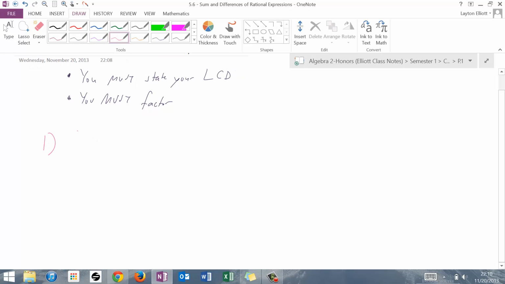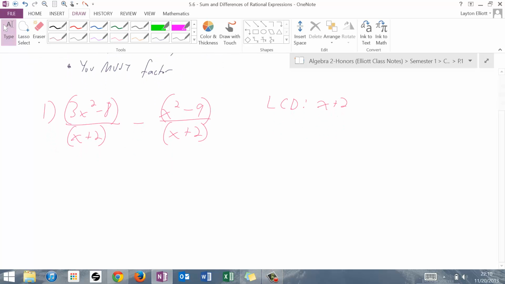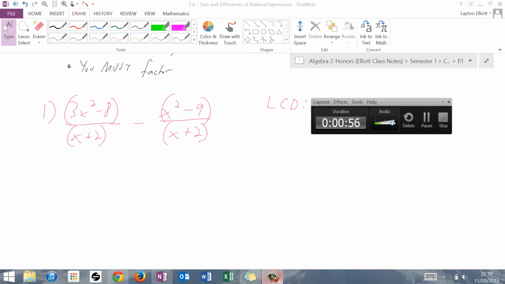Number 1, if I take 3x squared minus 8 over x plus 2, and I subtract x squared minus 9 over x plus 2, and I want to state my LCD, I already have it. My LCD is x plus 2. So what I'm going to do is put these things in parentheses and see how this all works.